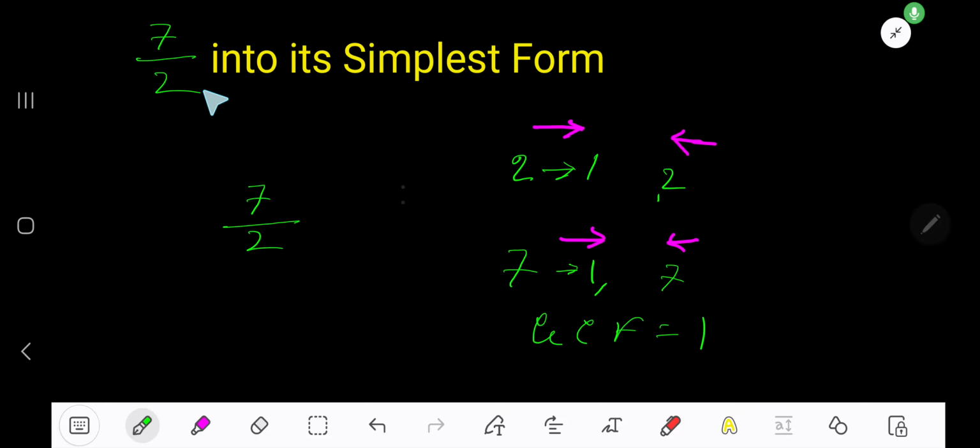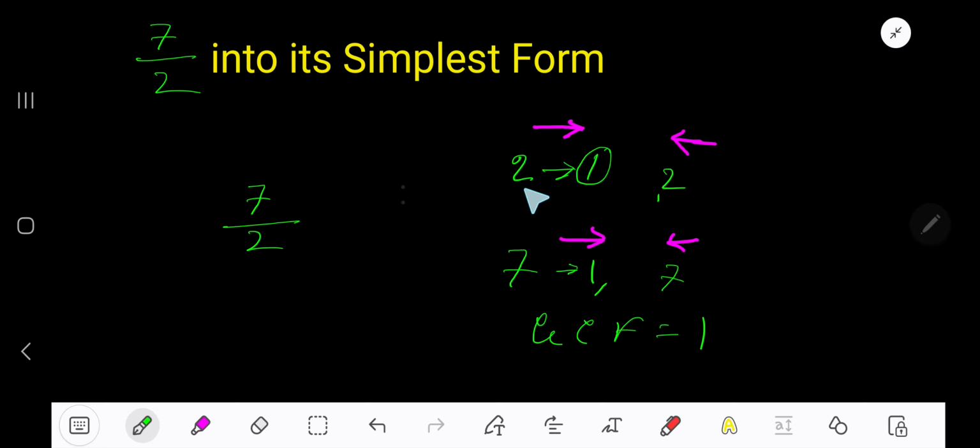How to simplify the fraction 7 over 2 into its simplest form, lowest term, or reduced form. To simplify this fraction, we need to divide numerator and denominator by the greatest common factor or greatest common divisor. 1 times 2 equals 2, so 1 and 2 are the factors of 2. 1 times 7 equals 7, so 1 and 7 are the factors of 7. The greatest common factor between these two numbers is 1.